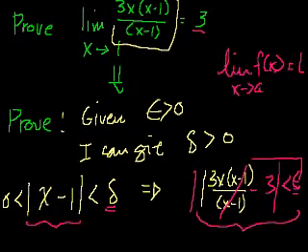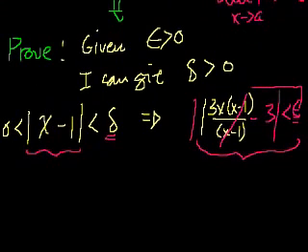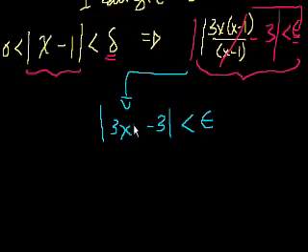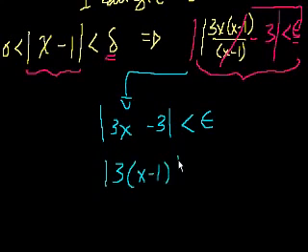So that's fine. Then this simplifies to the absolute value of 3x minus 3 is less than epsilon. And then we could factor out a 3. So we could say the absolute value of 3 times (x minus 1) is less than epsilon. And you might already see we already have an x minus 1 there and an x minus 1 there.